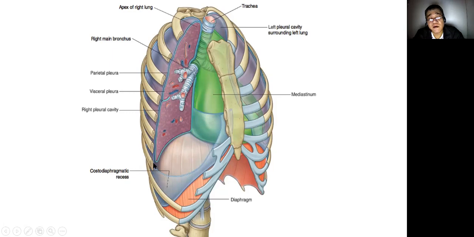in order that there would be minimal friction between the two during respiratory movement. Okay.